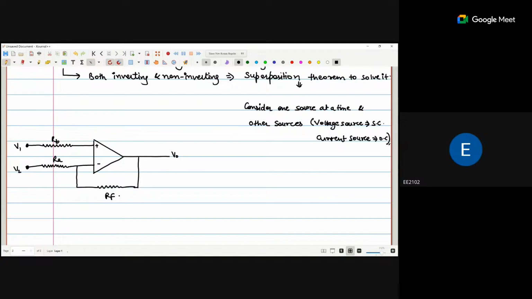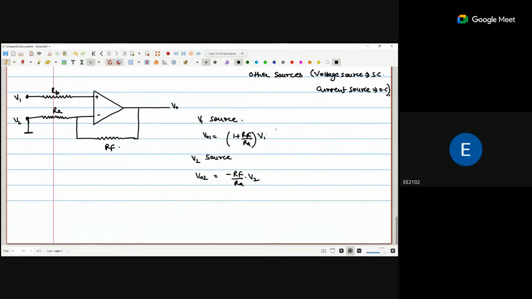Now, how do we solve this type of question? By applying the superposition theorem. First we consider the V1 source, so V2 will be connected to ground. This will behave as a non-inverting amplifier. So what is the gain? V01 is equal to (1 plus RF by RA) times V1. And when we consider the V2 source, V02 is equal to minus RF by RA times V2.